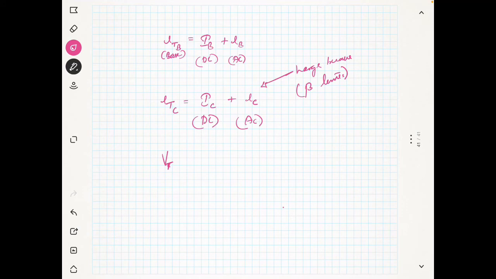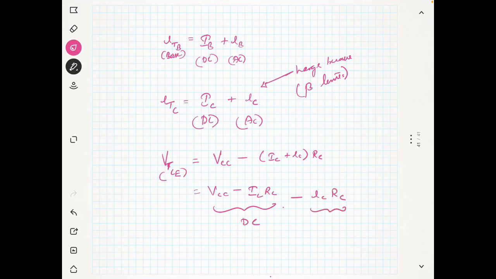So VCE total now will be equal to VCC minus, where IC is different now, IC plus small IC, into RC. So you can see two parameters here: VCC minus IC into RC, which is your DC part, then minus small IC into RC. So you have an AC part also.